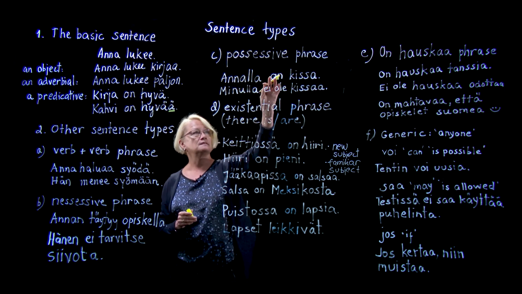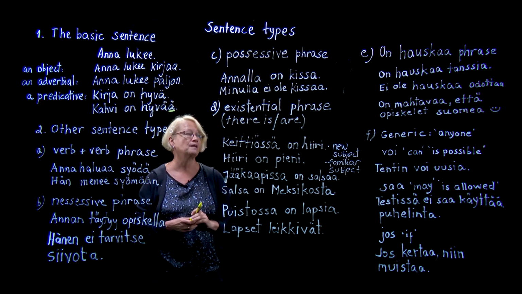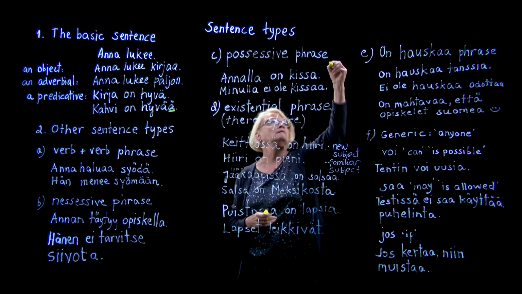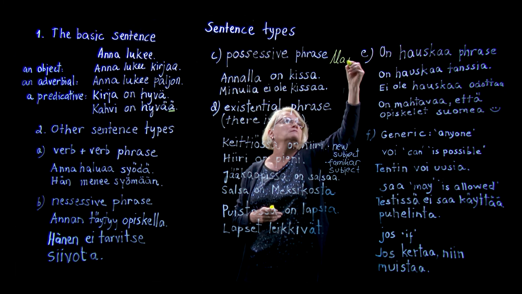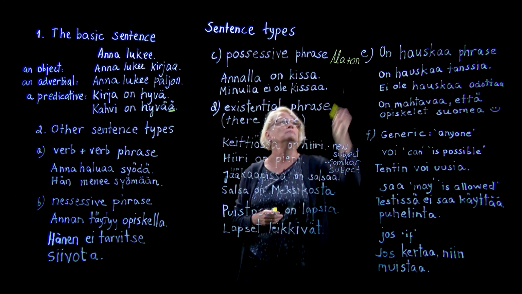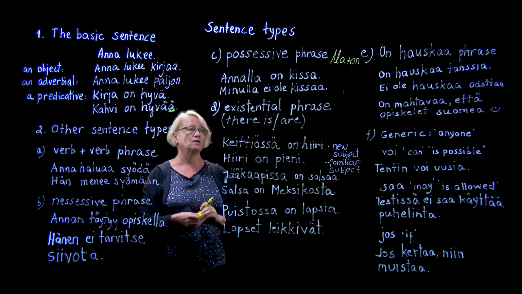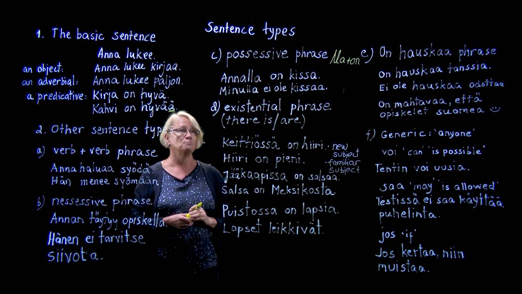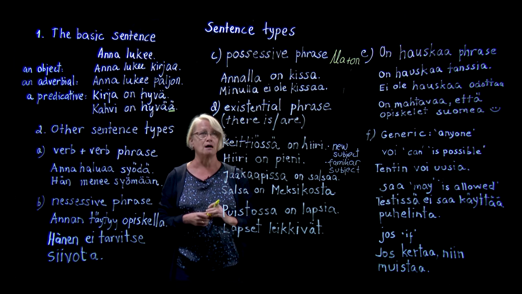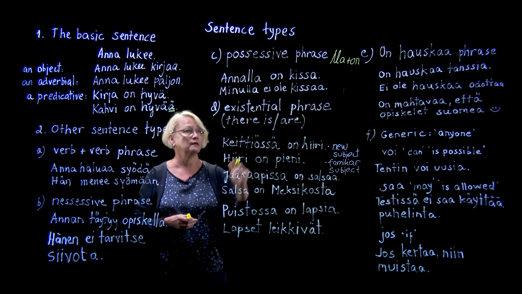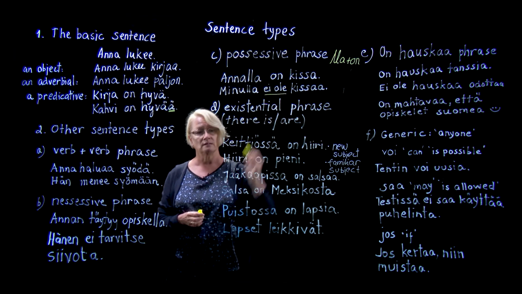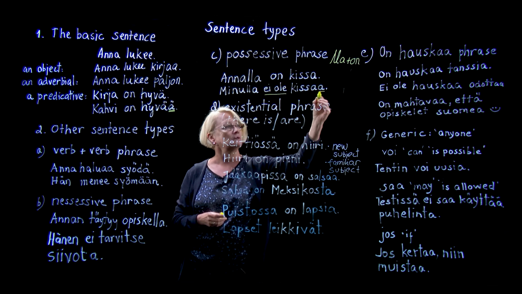Possessive phrase. This is the adessive plus verb on. Annalla on kissa. Anna has a cat. Minulla ei ole kissaa. And now again, if you have a negative sentence, then you have partitive case.